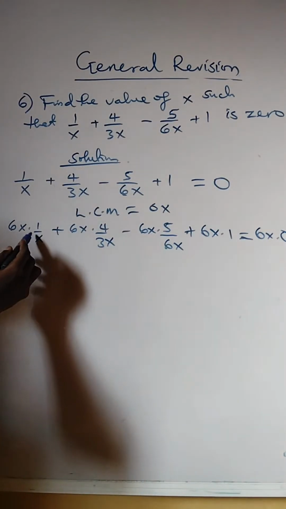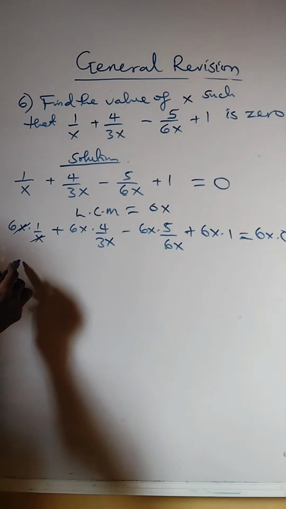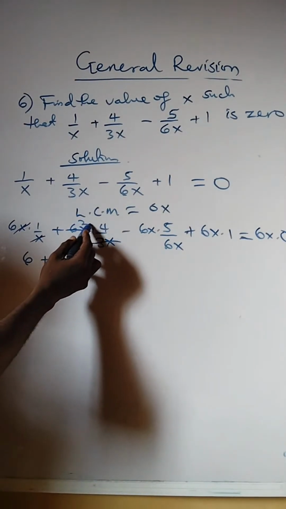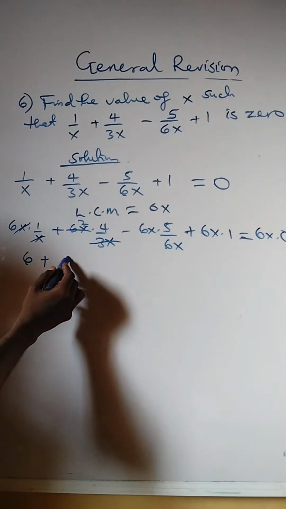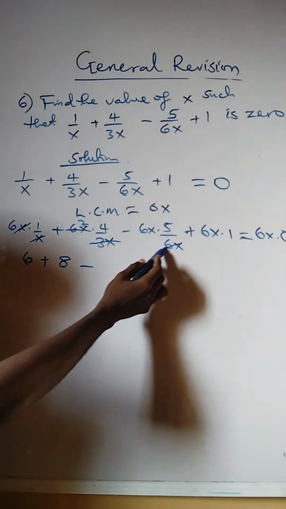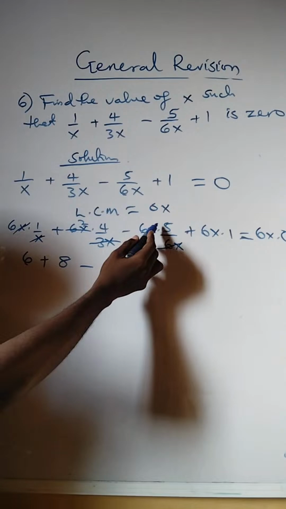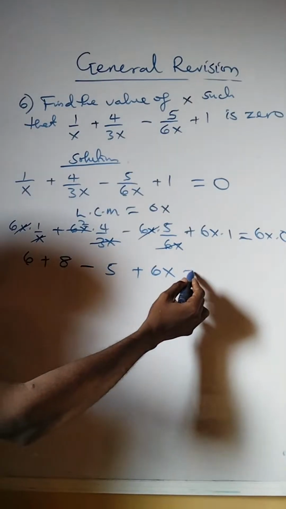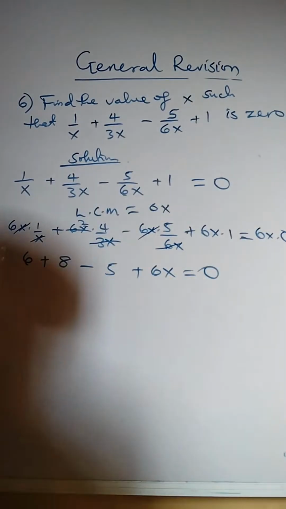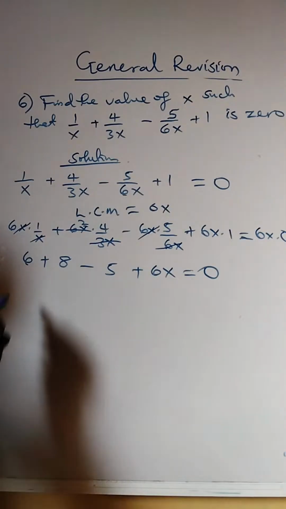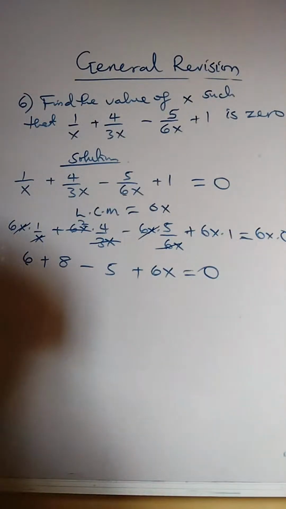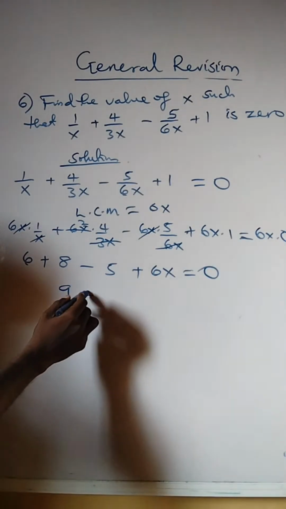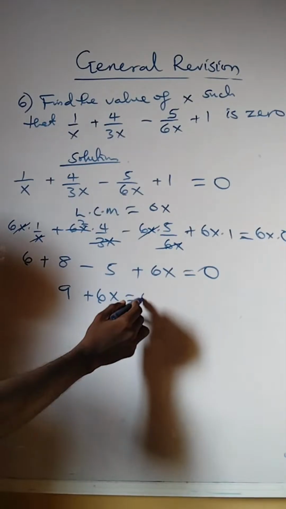Then here 6x times 1 over x, the x cancels, we have 6 left, plus 3x over 6x, we have 2. 2 times 4, that's 8, minus 6x, then plus 6x times 1, that's 6x, equals 6x times 0, that's still 0. Then 6 plus 8, that's 14, minus 5, 9. So we have 9 plus 6x equals 0.